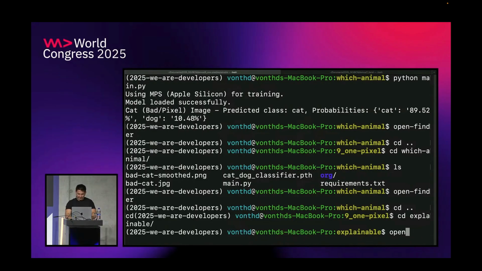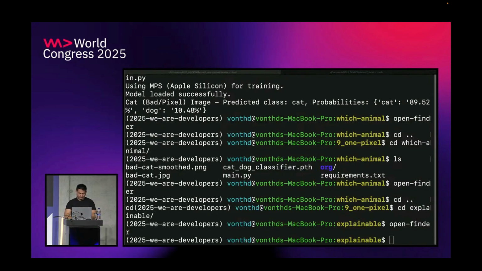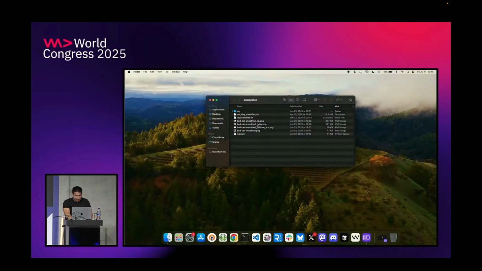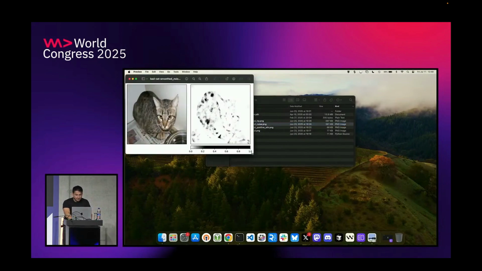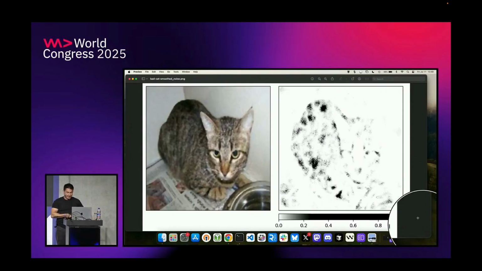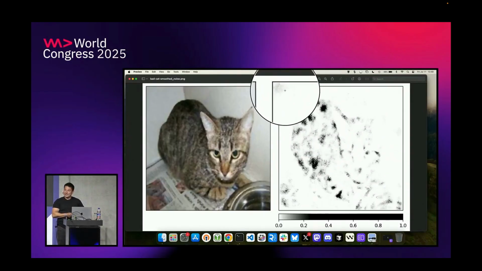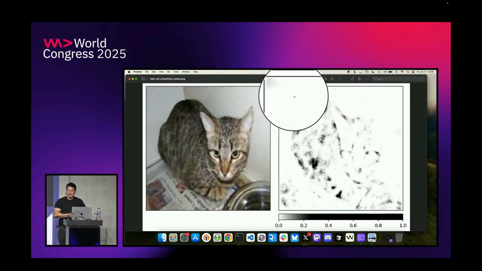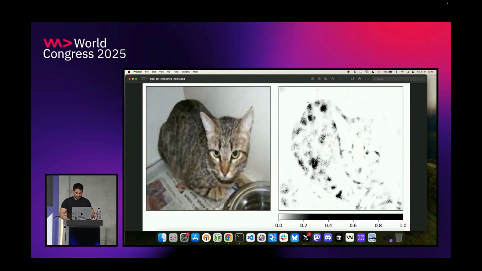I know I'm getting to my time. You can see blurring the image blurred this out a little bit so it wasn't pronounced, to get it to be classified in the right way.